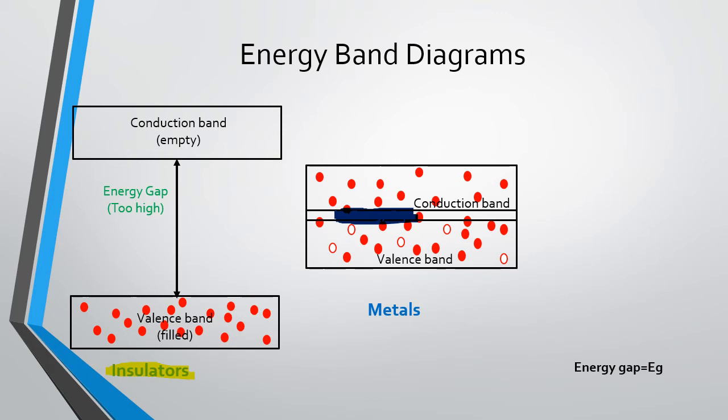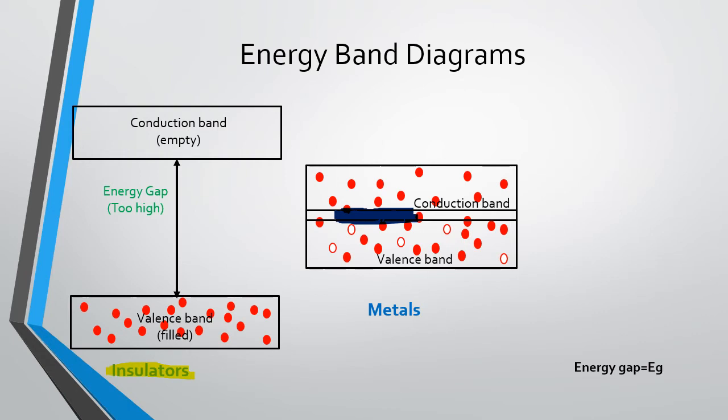So what we have understood, in your insulators, the energy gap is too high and therefore the electrons cannot jump from the valence band to the conduction band. But in metals, there is no energy gap. They are in fact overlapping each other, and therefore there is no requirement of external source of energy to be given to the metals. They are good conductors of electricity.